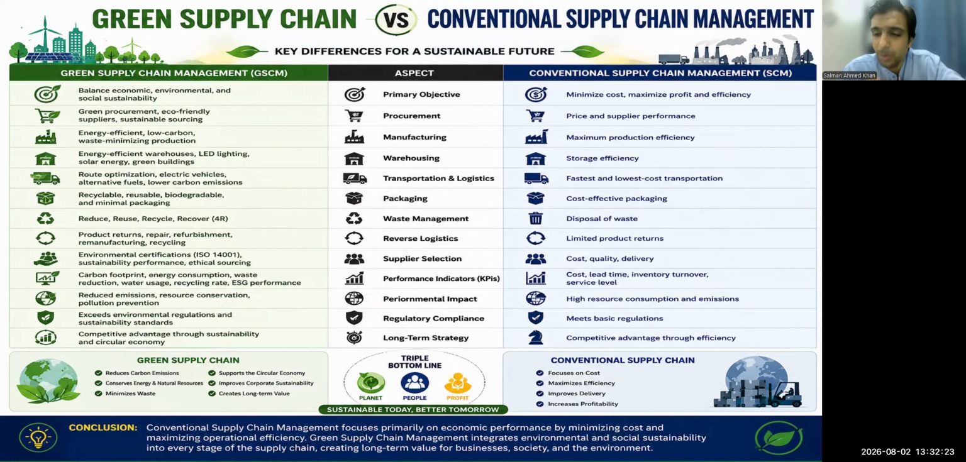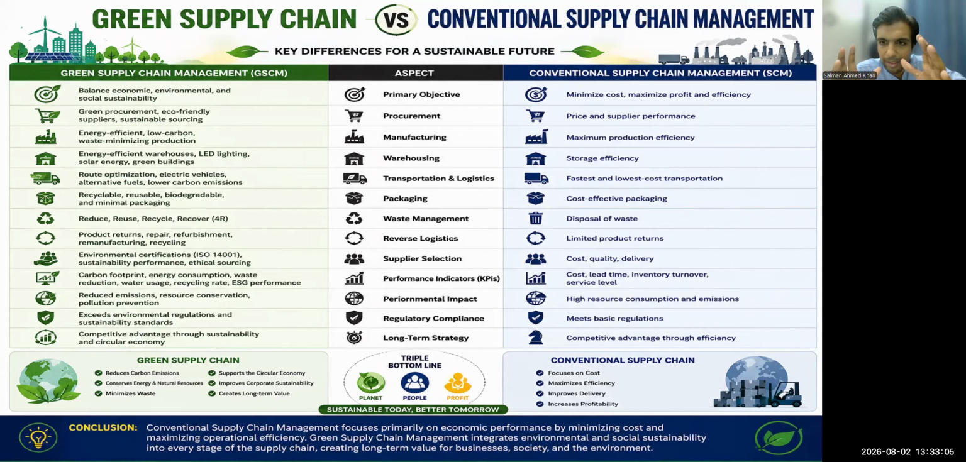Performance KPIs could be based upon the carbon footprint, energy consumption, and ESG performance, while performance indicators in the conventional supply chain could be based on cost, lead time, and inventory. Long-term strategy in the green supply chain is competitive advantage through sustainability and circular economics, while in the conventional supply chain, it focuses on competitive advantage through efficiency. Regulatory compliance in the green supply chain exceeds environmental regulation and sustainability standards, while conventional supply chains focus on meeting the basic regulations.